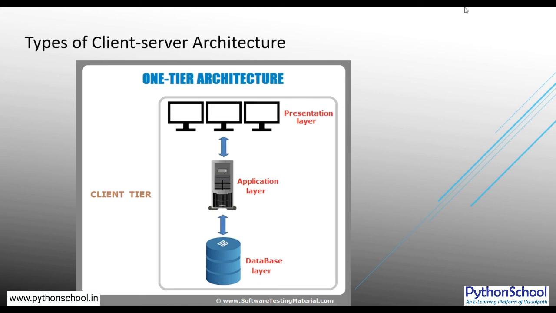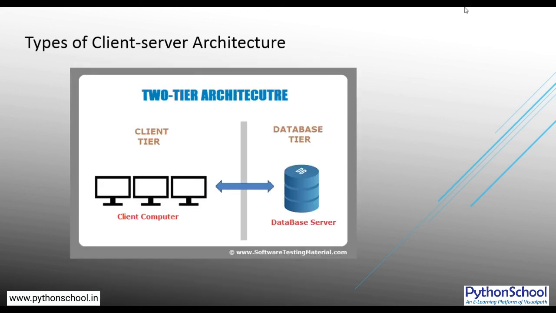So let's check the two tier architecture. The two tier architecture is divided into two parts. The first part is the client application or client tier, and the second part is the database tier or data tier. The client system handles both presentation and application layers, and the server handles the database layer. So it is also known as a client server application.